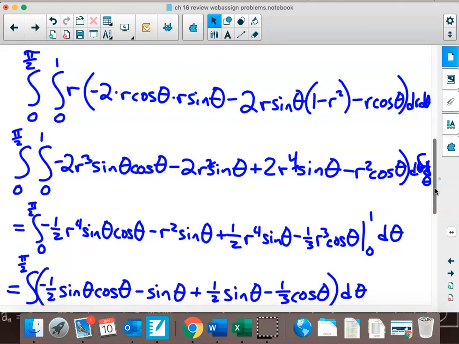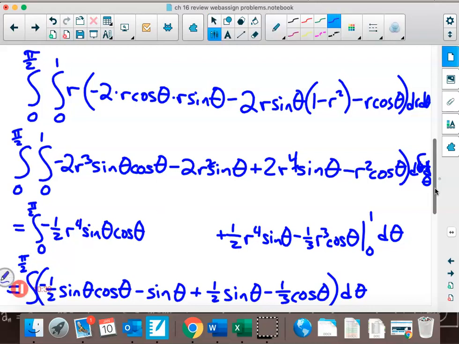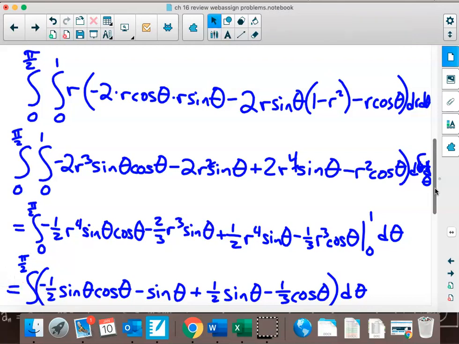All right, so let's see. So this becomes negative 2/3 r cubed sine theta. And this becomes 2/5 r to the 5th.